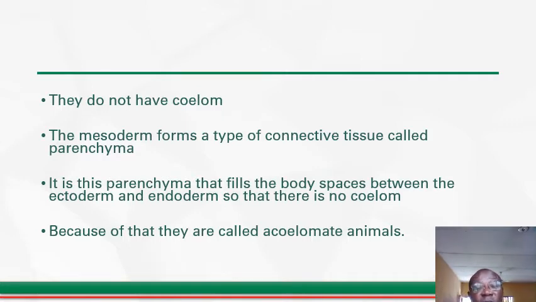They do not have a coelom. And the mesoderm is the one that forms a type of connective tissue that is called parenchyma. That's why there's no space in between the tissues. So that's why we say they do not have a coelom. It is this parenchyma that fills the body spaces between the ectoderm and the endoderm, so that there's no coelom or spaces in between the tissues. And because of that, they are called acoelomate animals. That is, those animals that do not have spaces in their tissues.